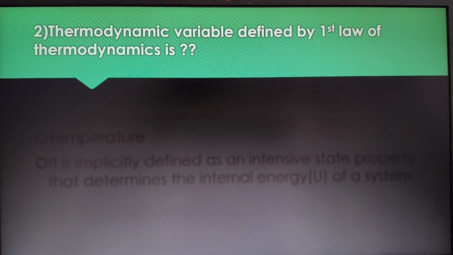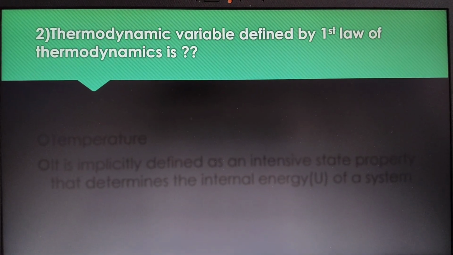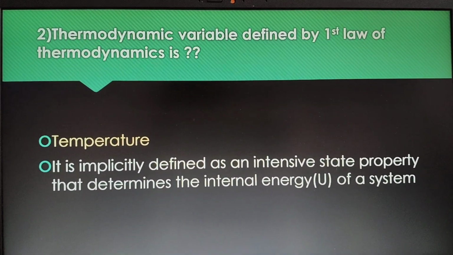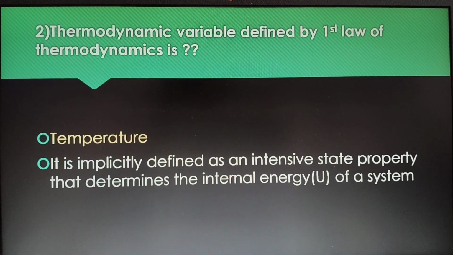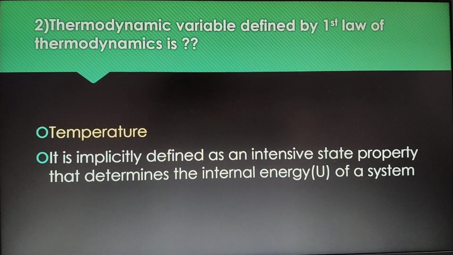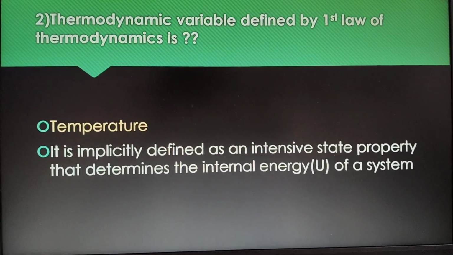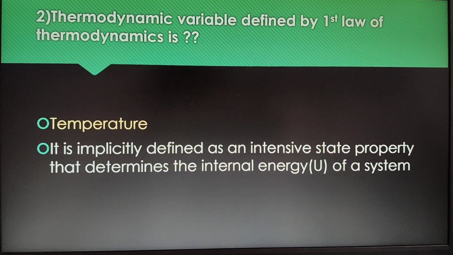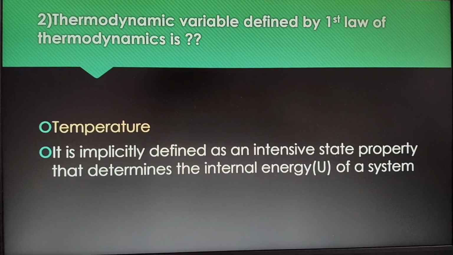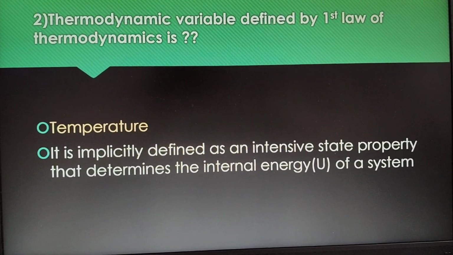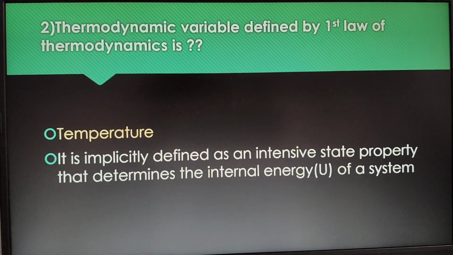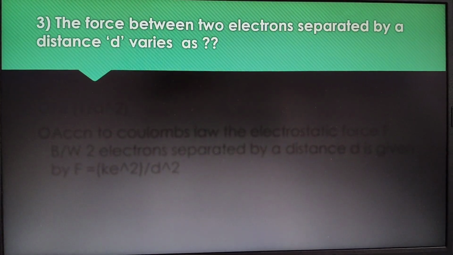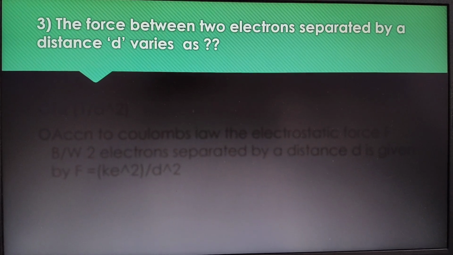Second one, the thermodynamic variable defined by the first law of thermodynamics is. What is that thermodynamic variable defined by the first law of thermodynamics? Temperature. Temperature is implicitly defined as an intensive state property that determines the internal energy of the system. That means here in the first law of thermodynamics, the temperature is defined through internal energy.